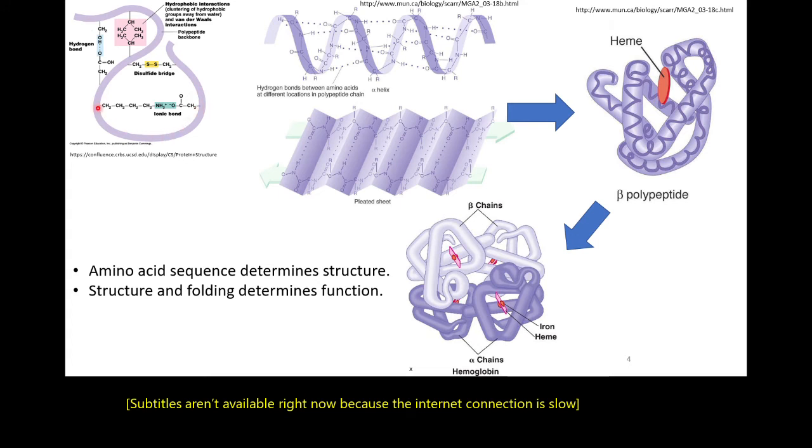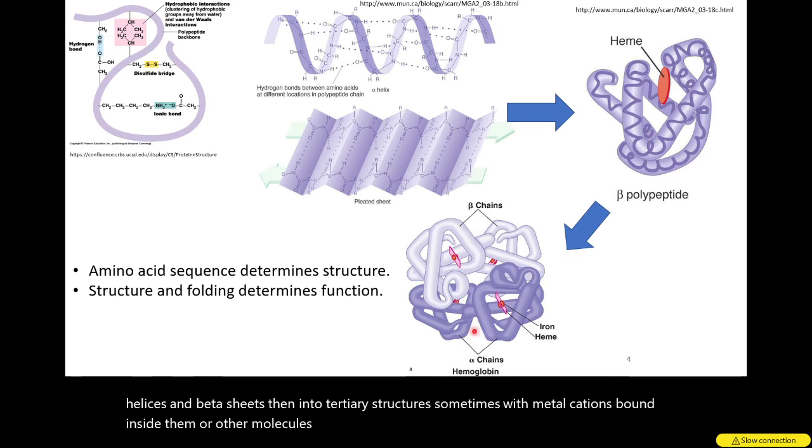form secondary structures by using hydrogen bonding or hydrophobic interactions, or they can form ionic bridges, or they can form disulfides to then assemble themselves into alpha helices and beta sheets, then into tertiary structures, sometimes with metal cations bound inside them or other molecules, and then they can assemble into protein complexes.